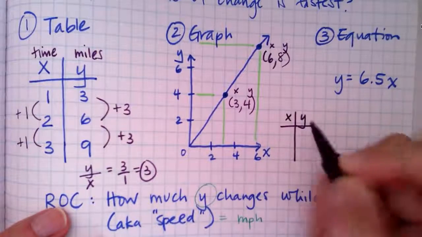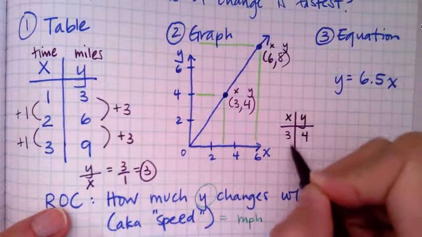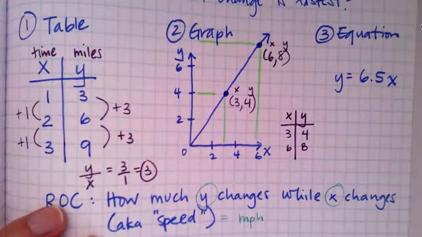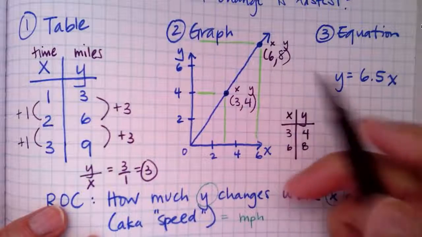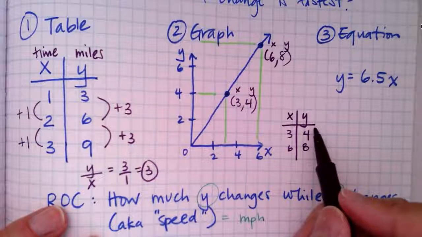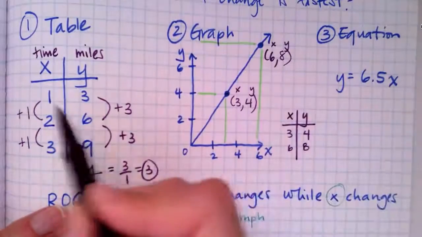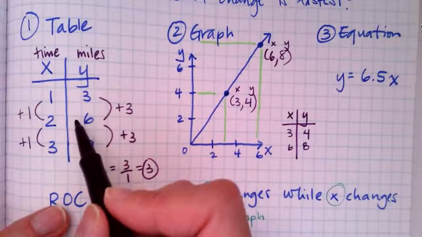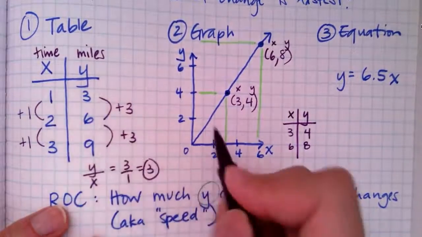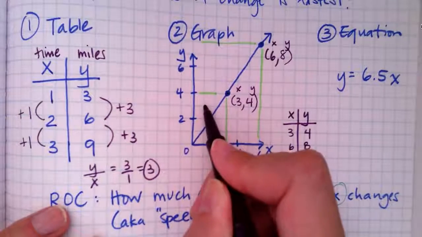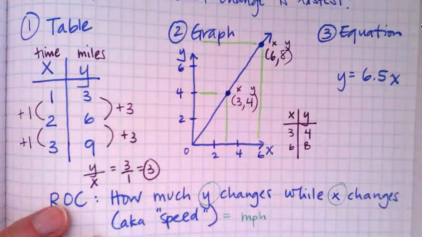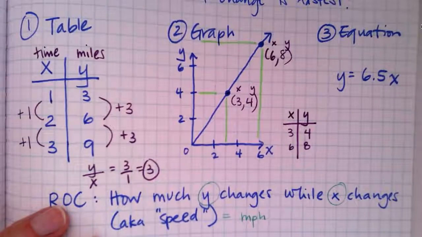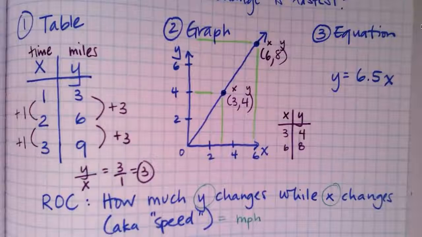Let me just do this real quick on the side. 3, 4, 6, 8. Okay? This right here is just a visual way of seeing the table. So I could have made a graph from this table as well by just plotting 1, 3, which would be over here, then 2, 6, which would be over here, and 3, 9, which would be up there. Okay? So these two show similar information, just in a different way.